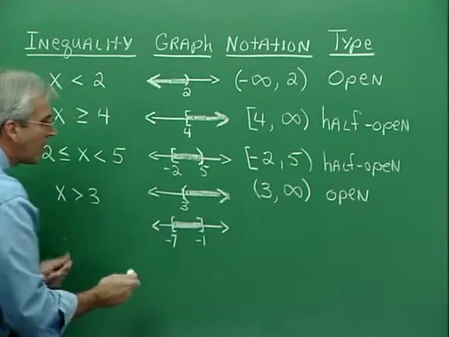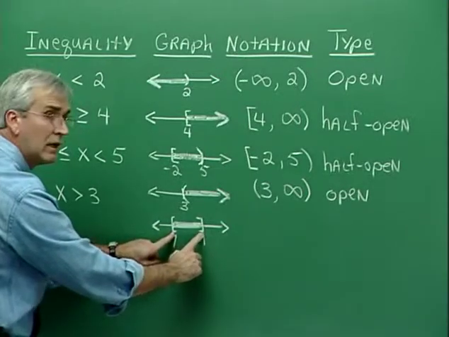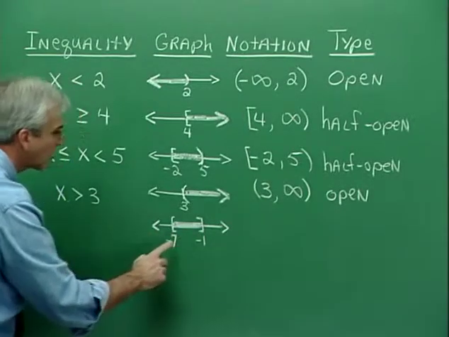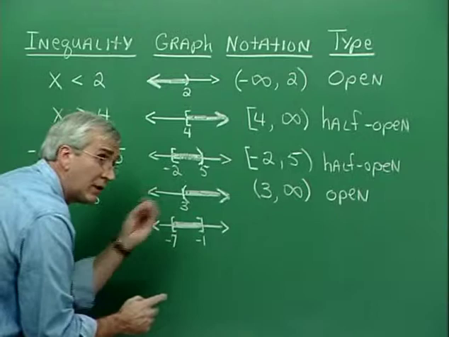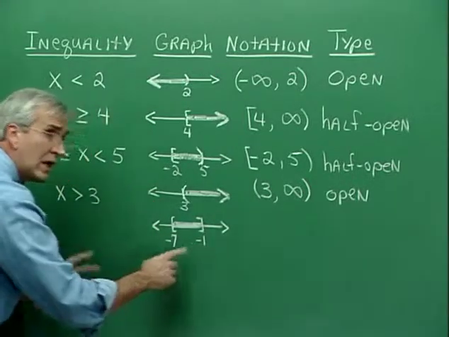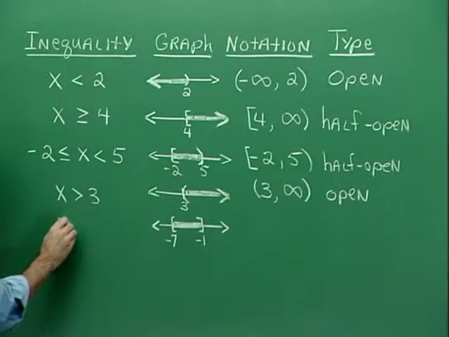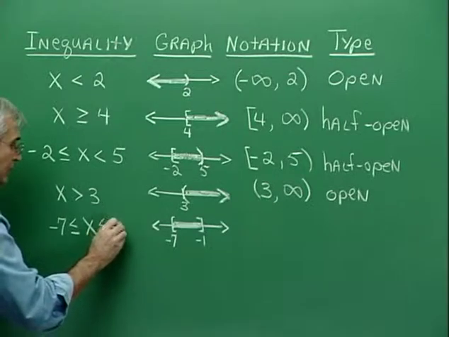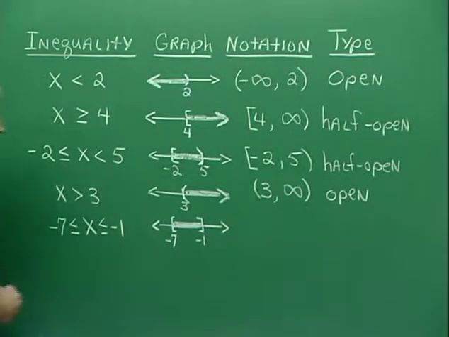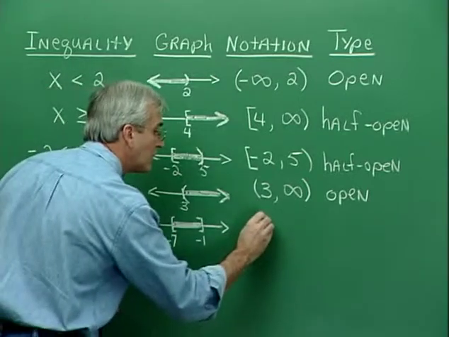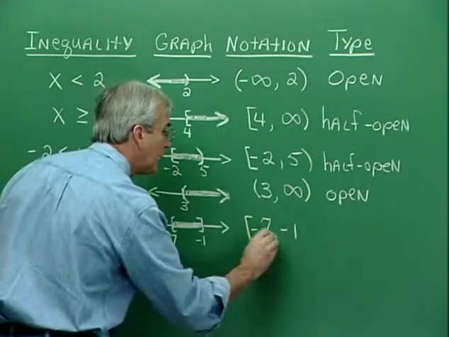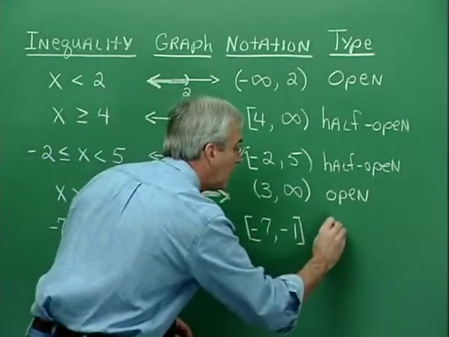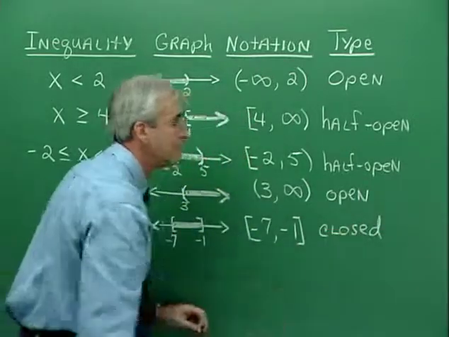Here we have a graph with endpoints that are included in the interval. And let's describe this using the inequality statement. This would say that x is between -7 and -1. We would say then that -7 is less than or equal to x, and x is less than or equal to -1. For the interval notation, it's the interval from -7 to -1, and we're including those endpoints. And since we're closed on both ends of the interval, this is called a closed interval.